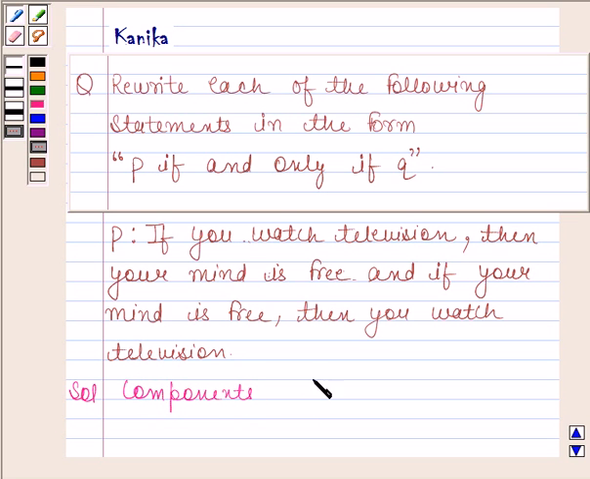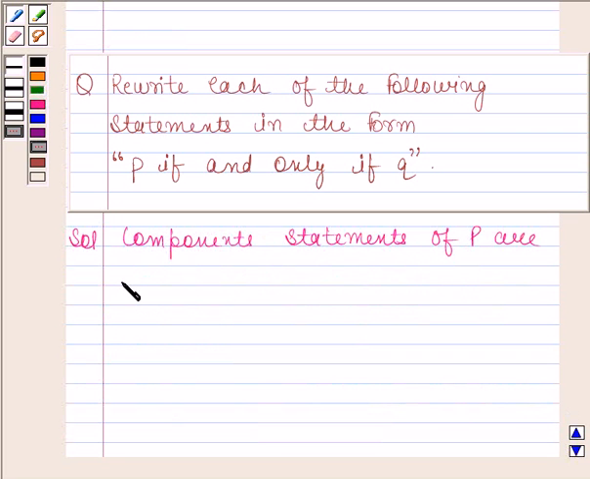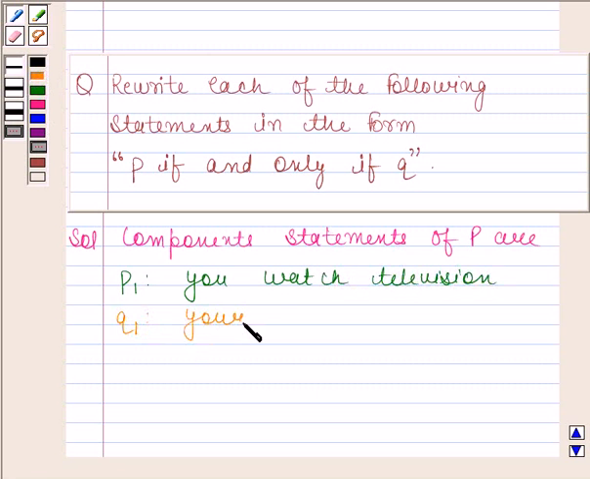Now the component statements of P are, P1: you watch television, and Q1: your mind is free.